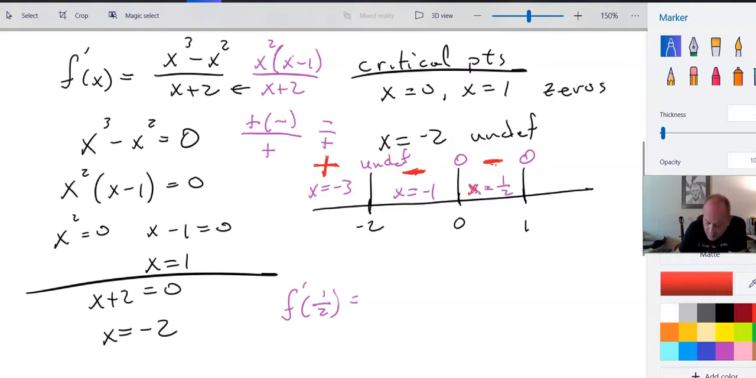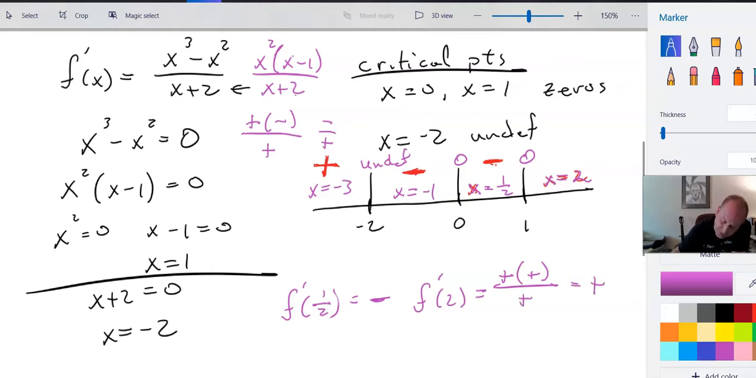And then over here, greater than 1, I need to check that region as well. And so I'm going to use x equals 2 for that. Right? So we have x equals 2 in that last region, that fourth region. And we just need to plug that in. So now I need f prime of 2. And let's see here. 2 squared is positive. 2 minus 1 is positive. And 2 plus 2 is positive. So it's positive in this last region.